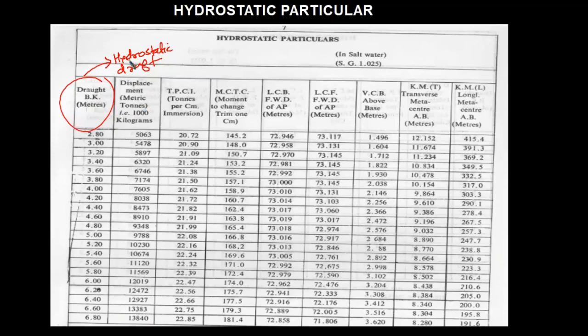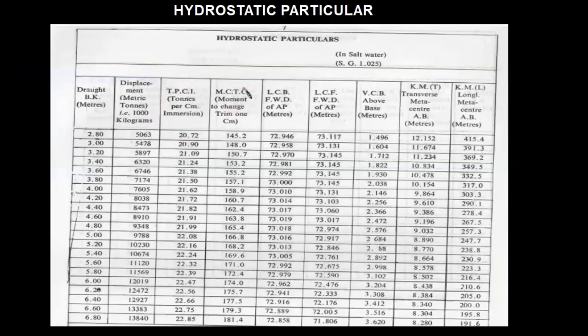And the second term is displacement. Third is TPCI, or you can call it TPC, tons per centimeter. And you know the meaning of TPC, right? Suppose the value of TPC is 21, it means if I load 21 tons, it is going to immerse by 1 centimeter. Then there is MCTC, that is the moment to change the trim by 1 centimeter.